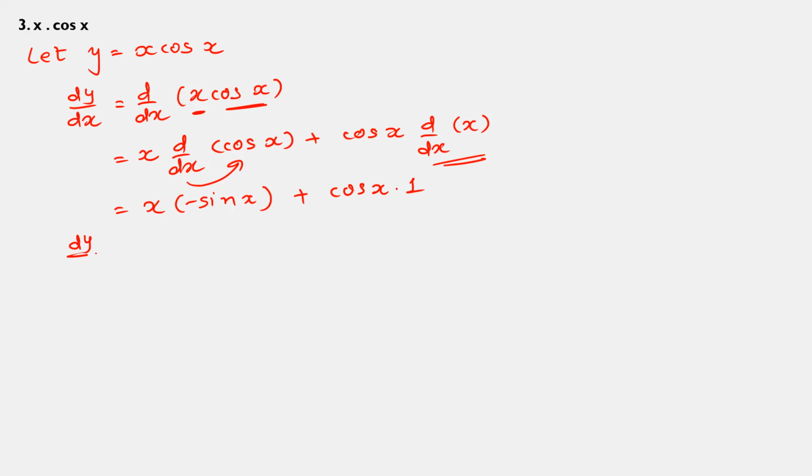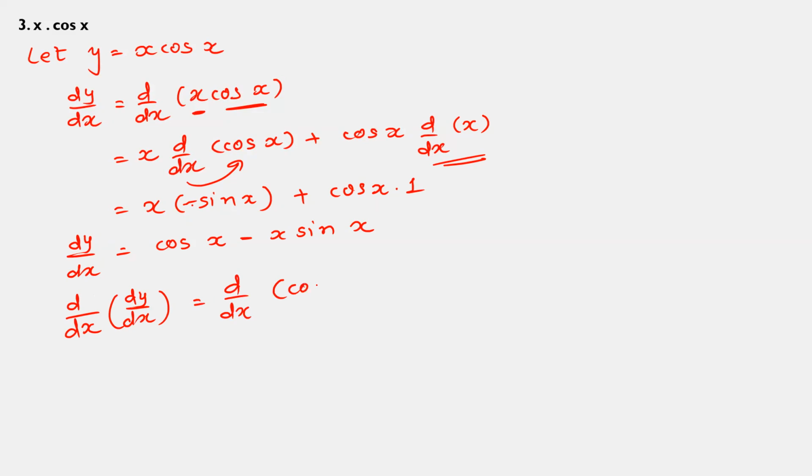So that means dy by dx is equal to minus x sin x, and that one is the cos x. I can take cos x first, as it is positive. Not necessarily we should write like this, but it is positive, so I'm writing it first. So I just simplified it. I need to find out the second order derivative, so I need to differentiate both sides with respect to x.